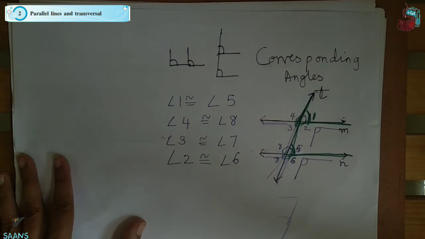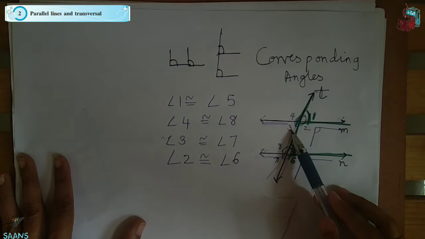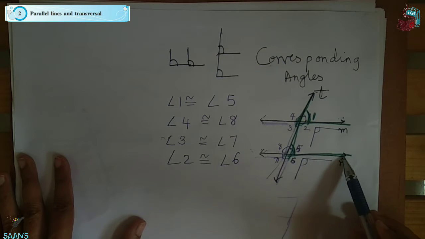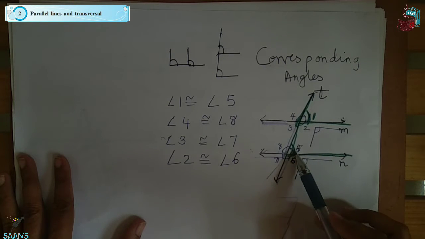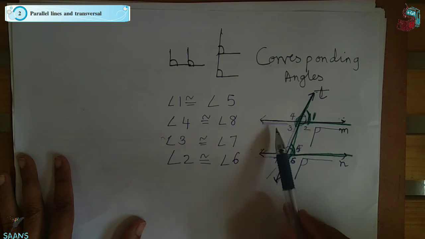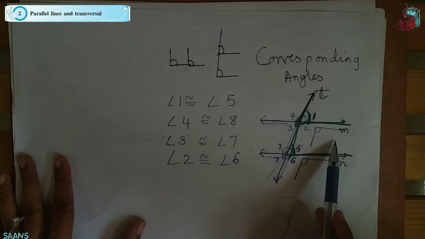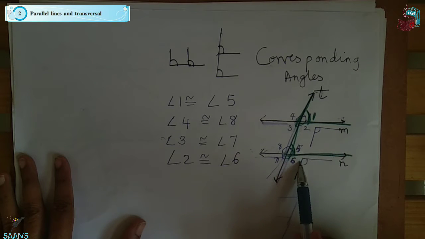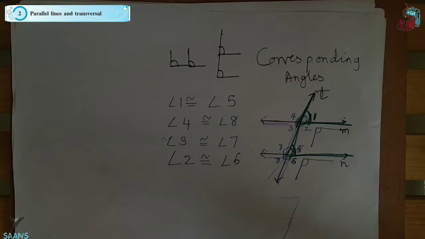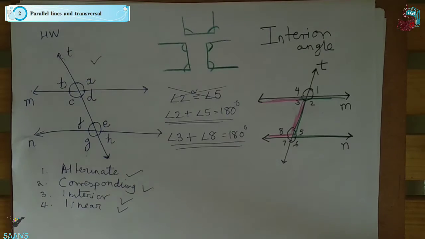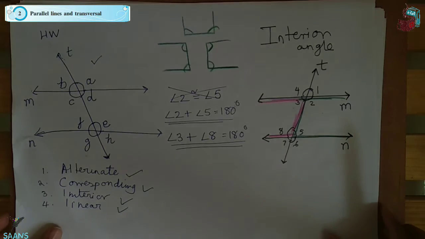So that's why that is angle 1, angle 5, angle 4 is congruent to angle 8. Then we have angle 3 is congruent to angle 7, and lastly angle 2 is congruent to angle 6. So I hope you all have understood this also. Okay, we have corresponding. After that, we had done interior angles.